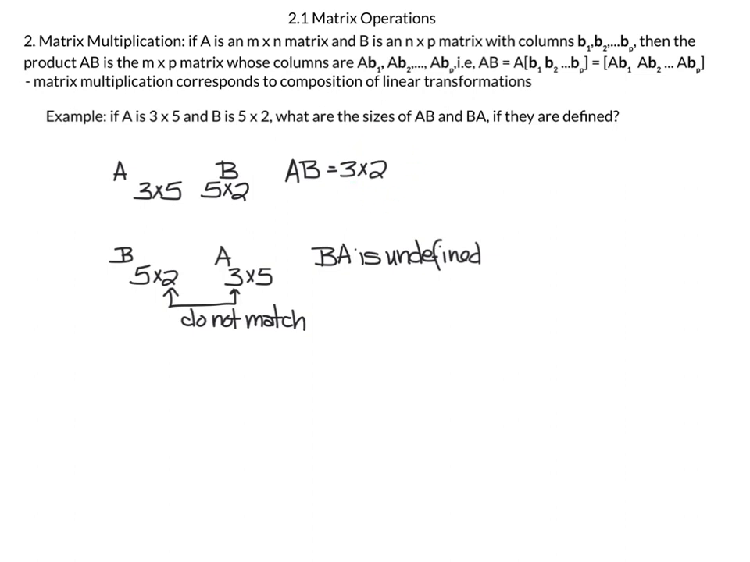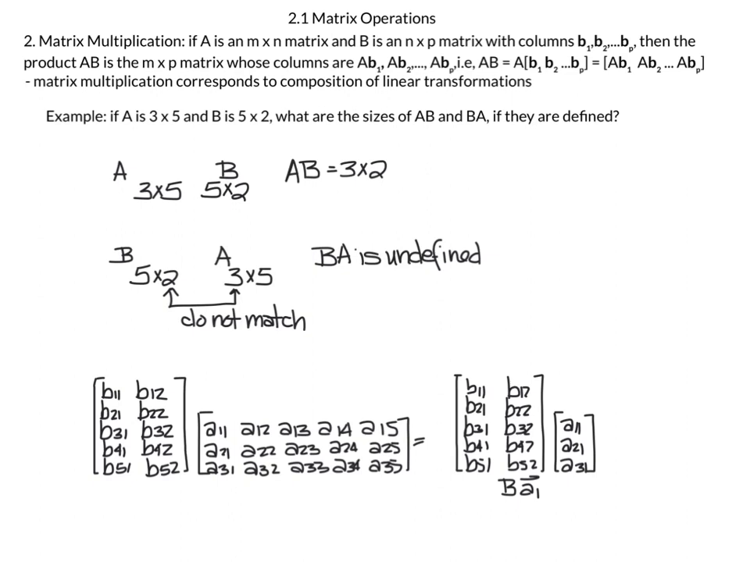If we want to know about B times A, B is 5 by 2 and A is 3 by 5. Since these two do not match, we can't do the multiplication. So BA is undefined. I drew out this generic example to show you why they need to match. If B is 5 by 2, that's 5 rows by 2 columns, something like this. And A is 3 by 5, that's 3 rows, 5 columns, so these are the components of A.